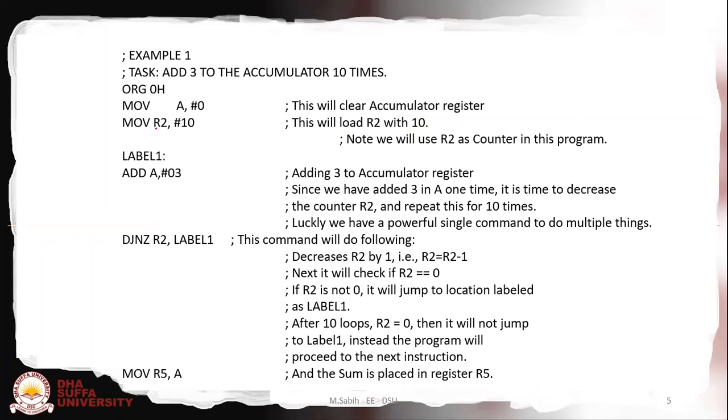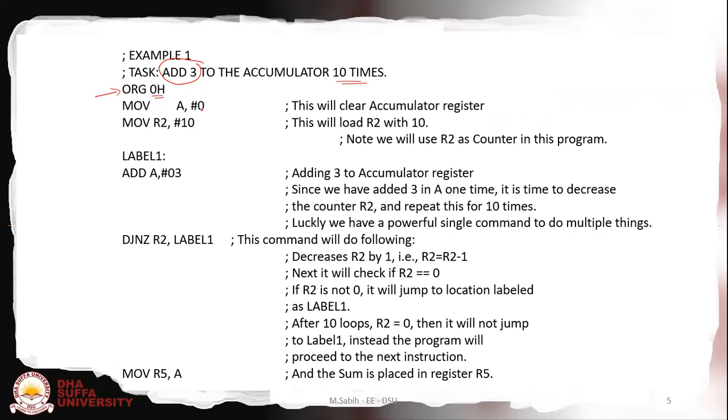This is an example: add 3 to the accumulator 10 times. Addition is an operation that we have to do routinely, so let's see how this can be written in the program. ORG 0: when we restart the 8051 microcontroller, it will point at this address, so we put our code here.